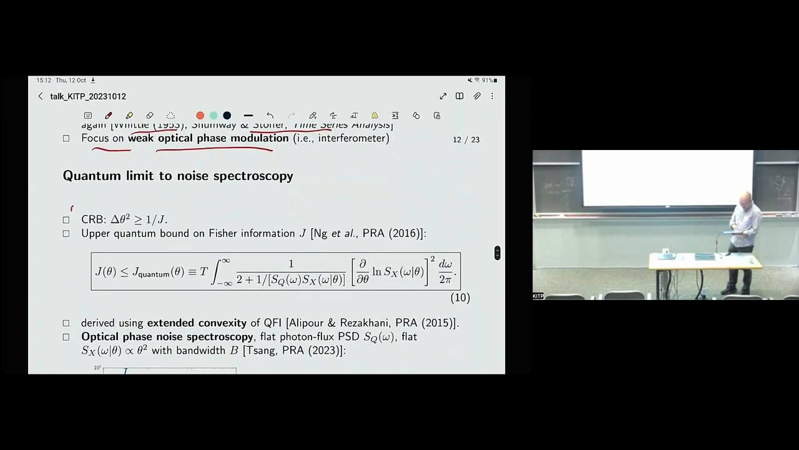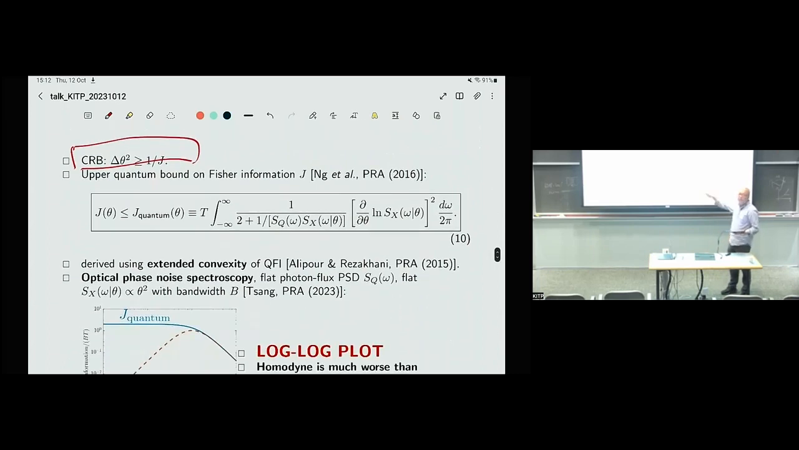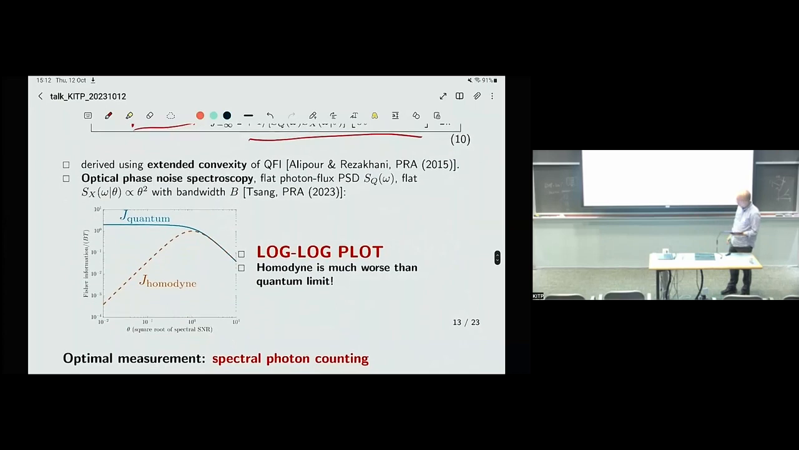Okay, we can look at the Cramér-Rao bound. We can look at the Fisher information, which is the inverse of it. The more the better. We have an upper bound on the Fisher information. Again, assuming a dynamical system and all that, we have an upper bound on the quantum Fisher information for any measurement. Okay, so that's the limit. Again, it's given by some expression.